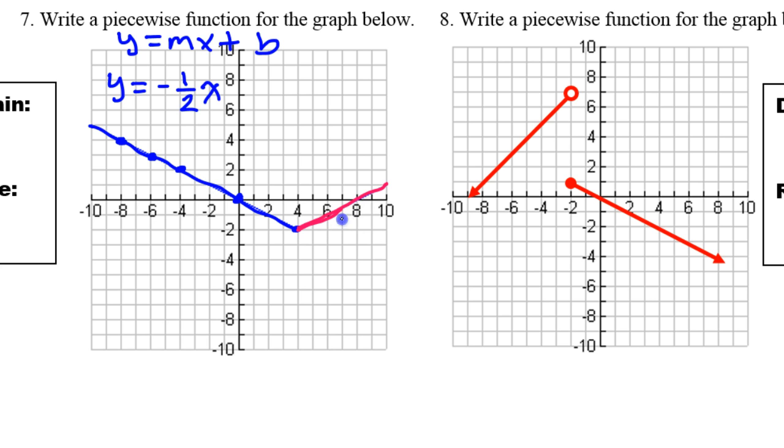So now I need an equation for the red line. So again, I'm thinking y equals mx plus b. So I need the slope. Okay, I see the vertex here, and so I can see that this line is going up 1, right 2, up 1, right 2. So that's going to be positive 1/2 x for this.